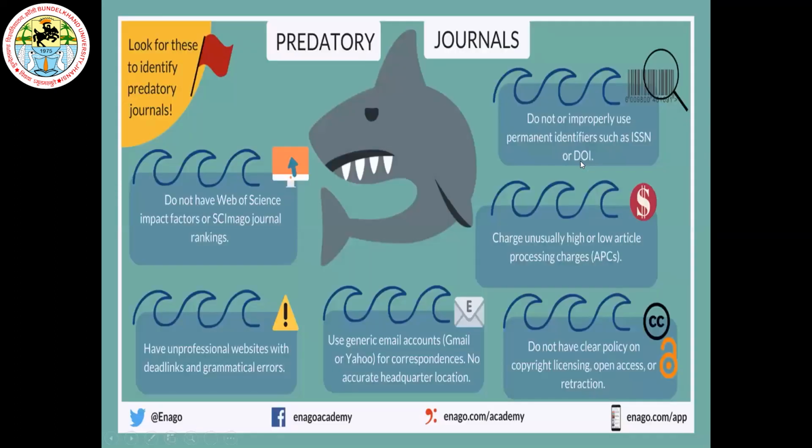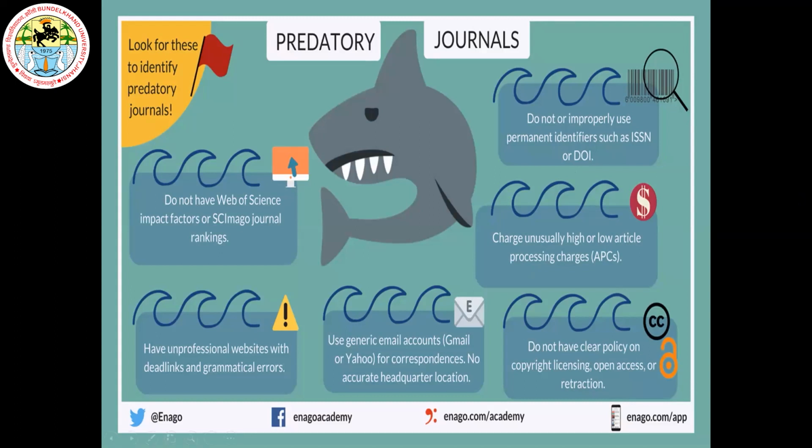Okay, then they charge unusually high, so their charges may be unusually high. At the same time, their charges may be low also, that is, low article processing charges. So both the higher side as well as the lower side. And if you negotiate, they can bring down their price. Okay, so all sorts of things are going on.